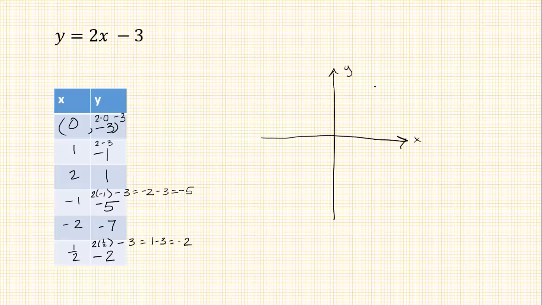And let's see what this looks like. 0 is right here on the x-axis, and I need to establish my scale. 1, negative 1 would be over 1 and down 1. 2, 1 would be over 2 and up 1.